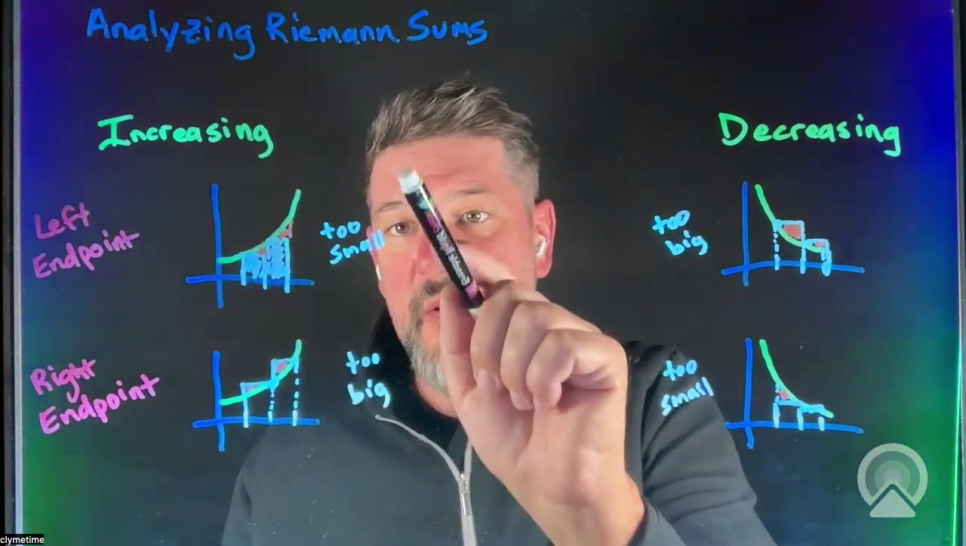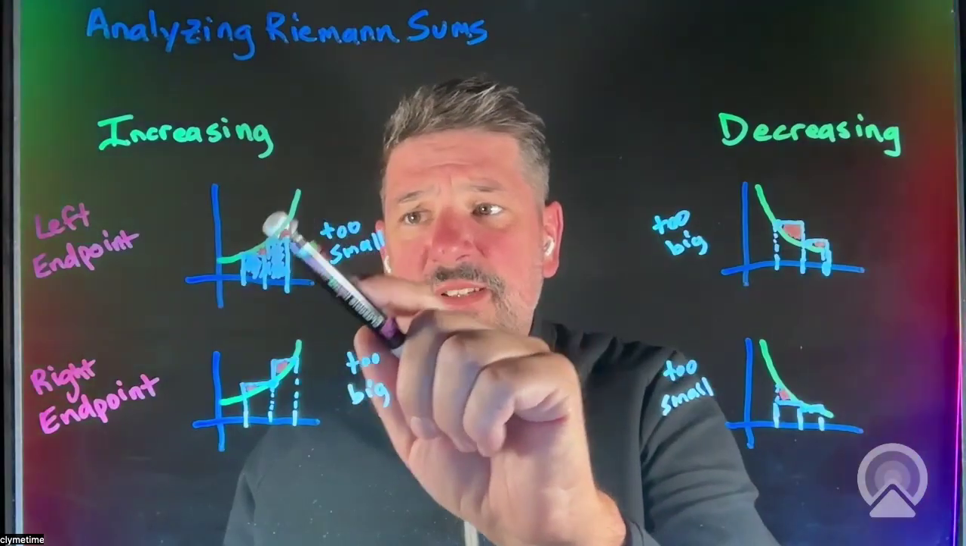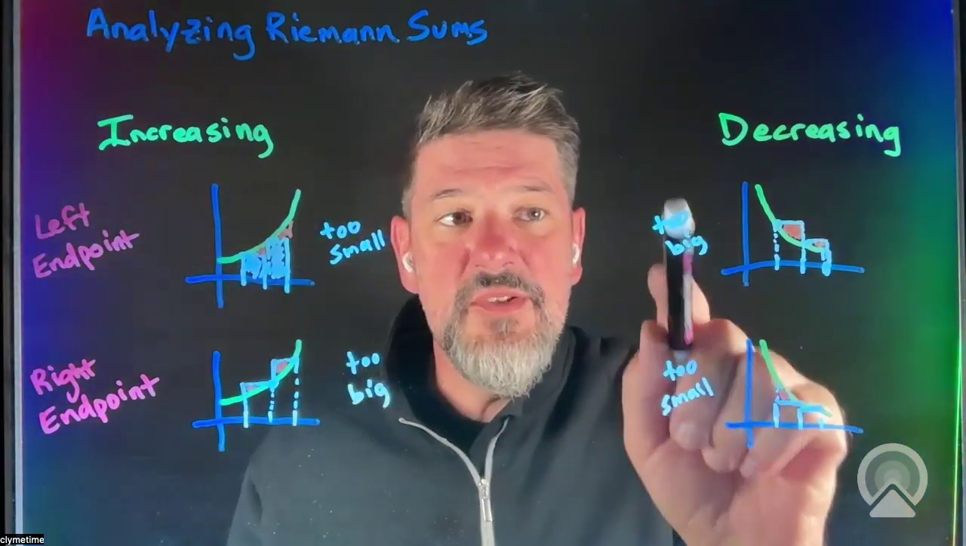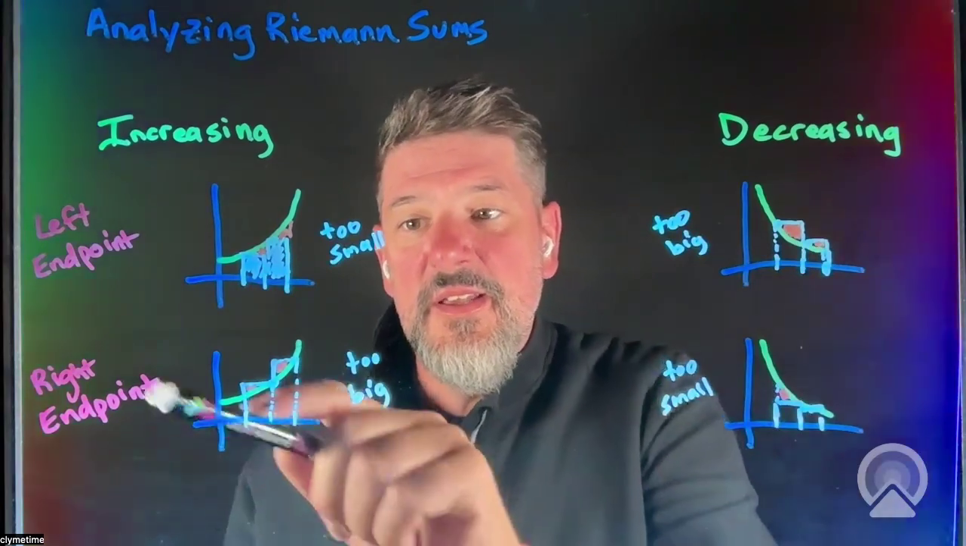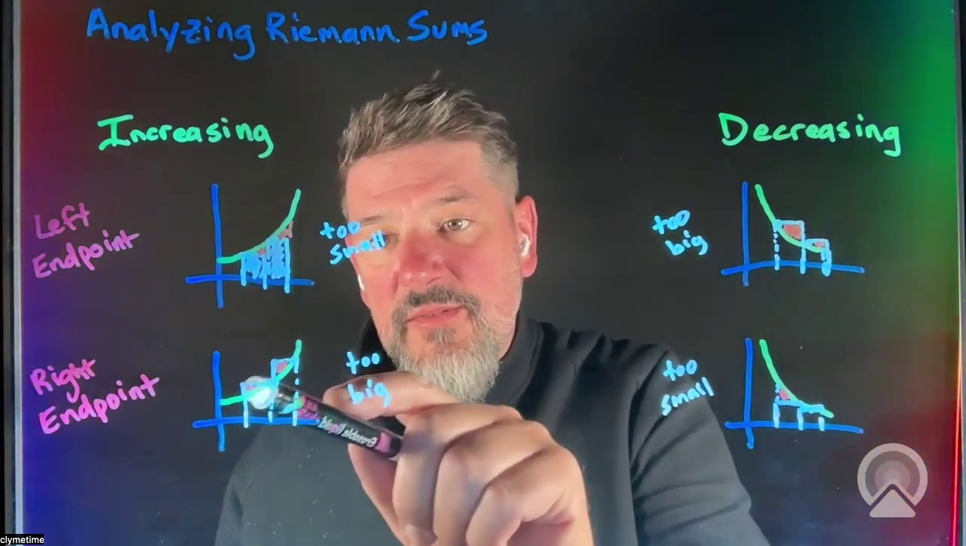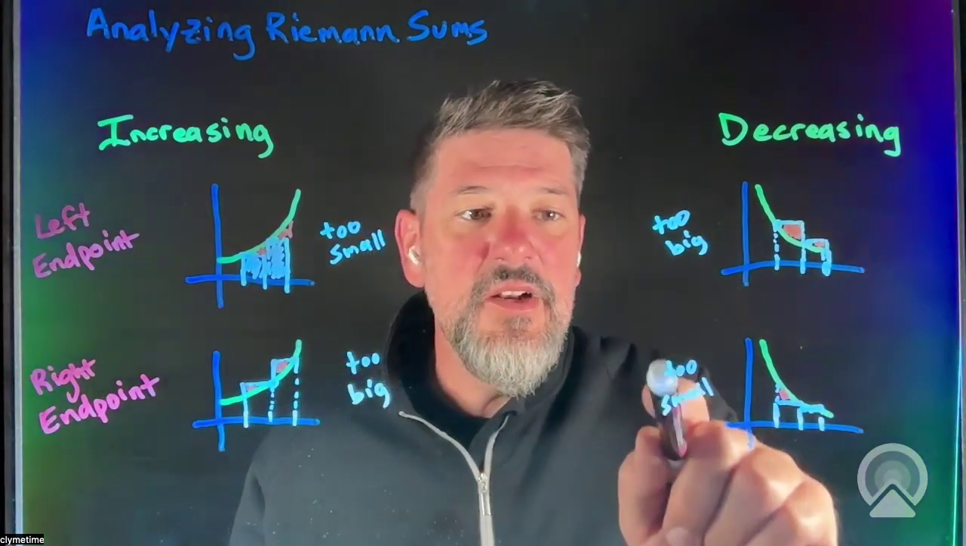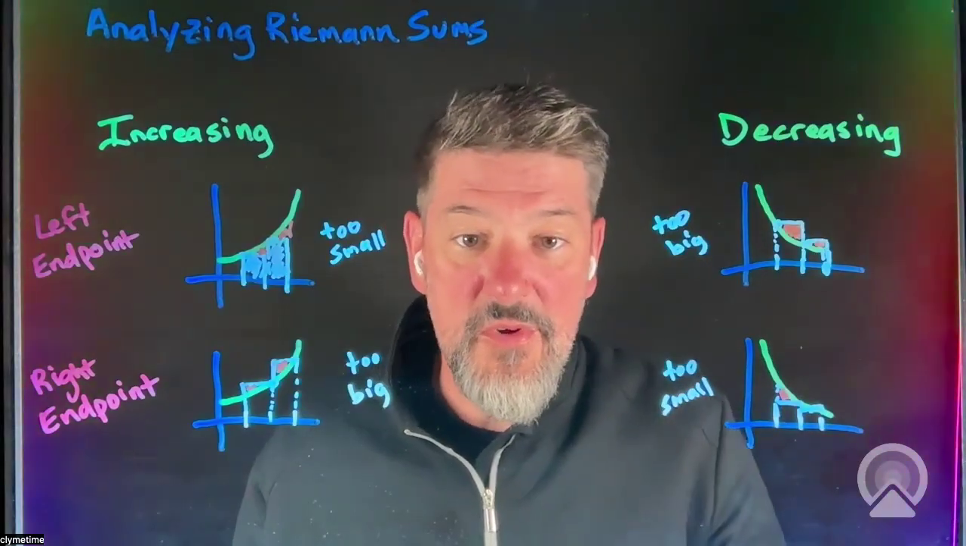But left endpoint will always be too small if the function's increasing, and the left endpoint will always be too big if the function's decreasing. The right endpoint will always be too big if the function's increasing, and always be too small if the function's decreasing. We know that for sure.